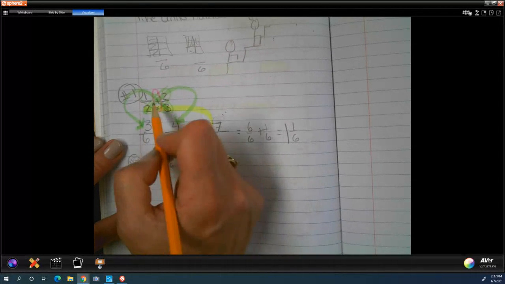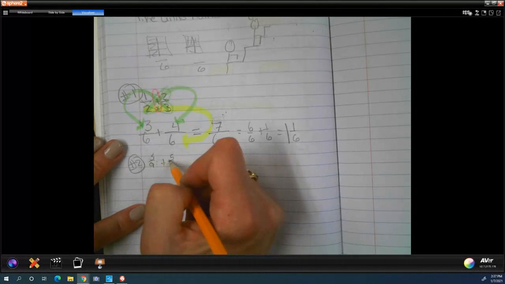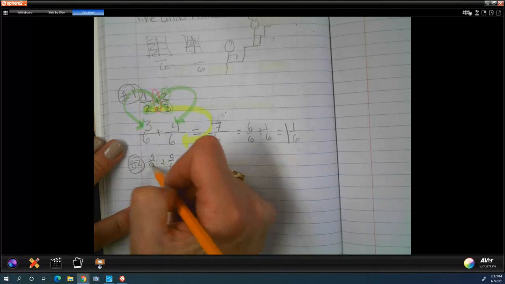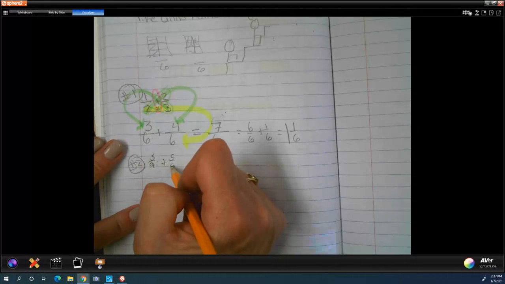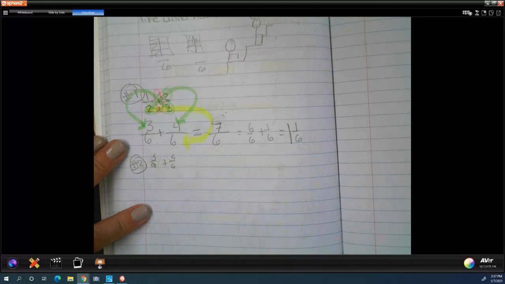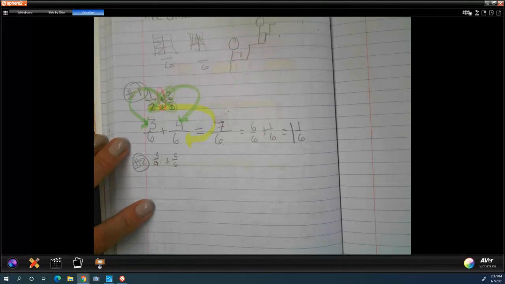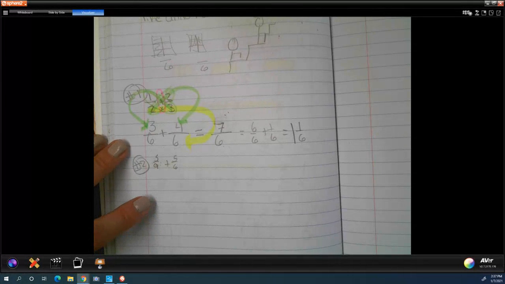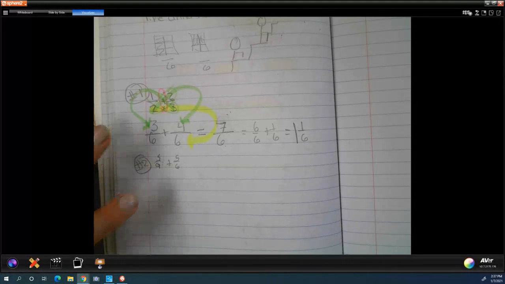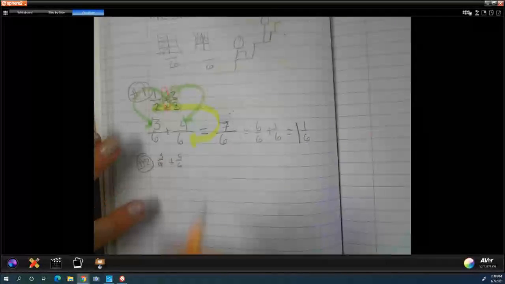Now, I could do the butterfly. I could do 9 times 6 to get my denominator. But you know what? If I do 9 times 6, I'm going to get a very big number, right? I'm going to have 54. And chances are, if I have a denominator of 54, I'm probably going to have to reduce. I'm going to have to find an equivalent fraction that's smaller than that.